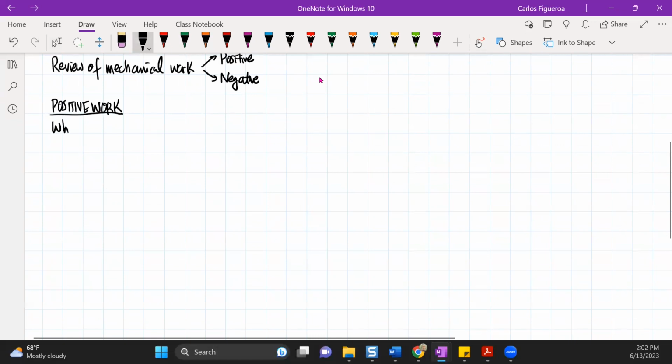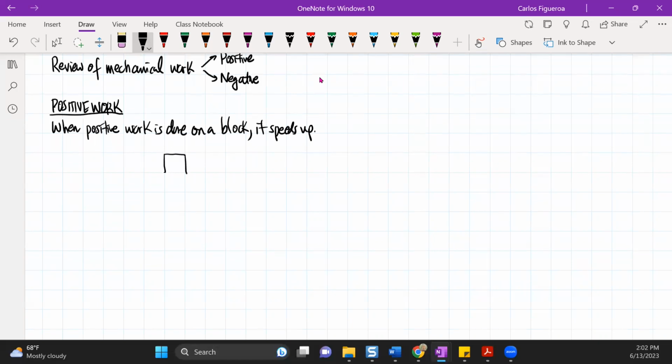So when positive work is done on a block, it speeds up. The first thing we have to do is set up our block system. So here's our block. And remember, kinetic energy by itself is meaningless. We have to talk about a change.